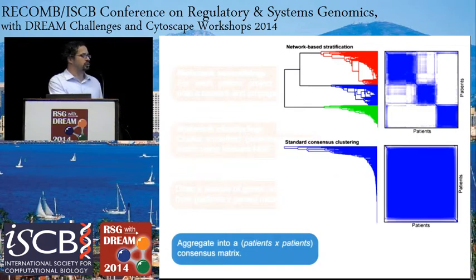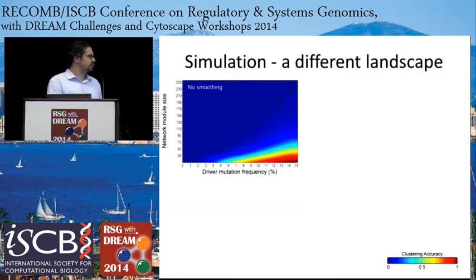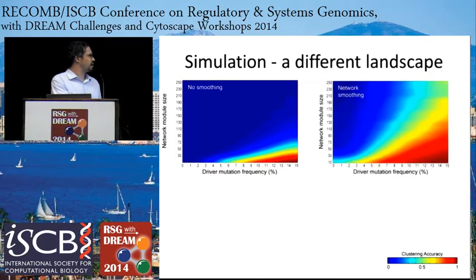And really, when you compare these two, they look nothing alike, right? Which is something that we found quite profound and interesting. And we can show this in simulation. Here, we compare driver mutation frequency in a simulated framework to the size of the cancer-causing pathway. What we see here is that anything that has colors is a meaningful clustering. And we could see that a lot more of the space is red when you compare these two, without the smoothing and with the smoothing.